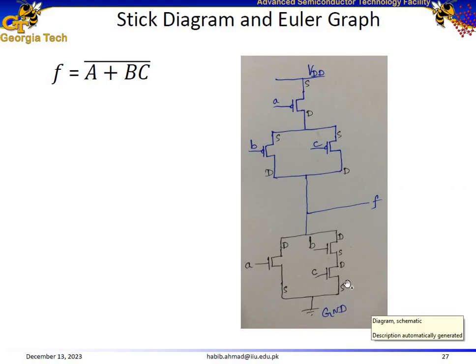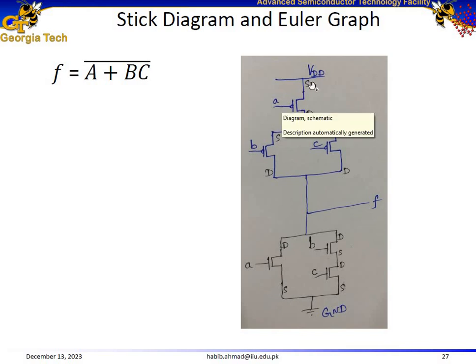And then label the sources and drains of all these transistors accordingly. The principle is the starting point should be the source of the NMOS is connected to the ground, and then follow the order. Similarly, in the pull-up network, at the starting point, the source of the PMOS transistors should be connected to the supply voltage, and then follow this order all the way to the output.